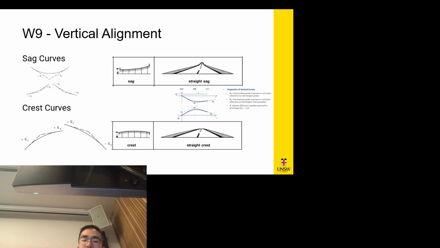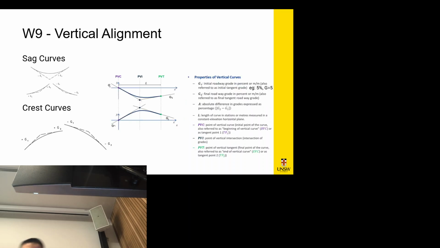So vertical alignment, there are two different types of vertical alignment. When you drive up a hill, there are two different types of hills that you may see. You may see a sag curve, which is, let's say, concave up, and then a crest curve, which you can say is concave down. Those are some of the properties.